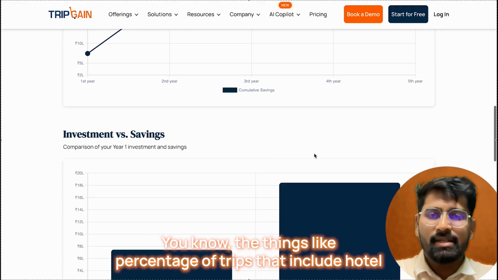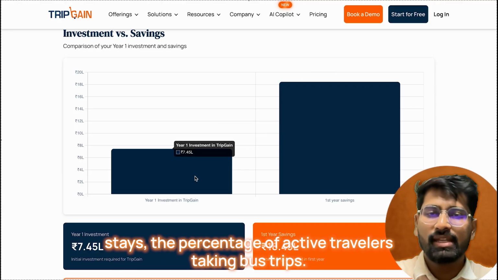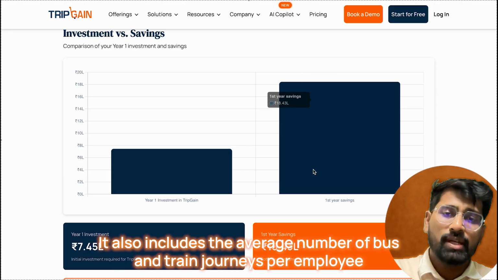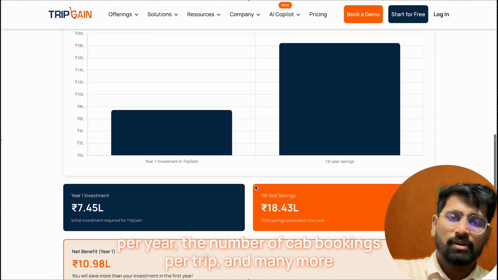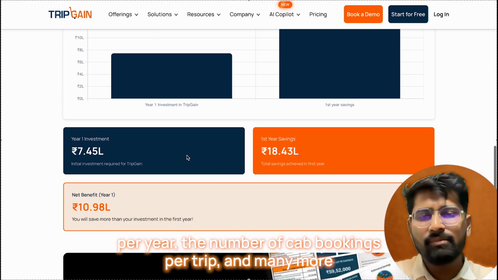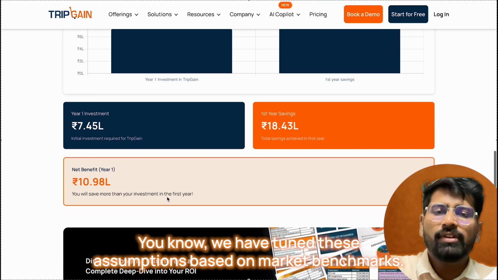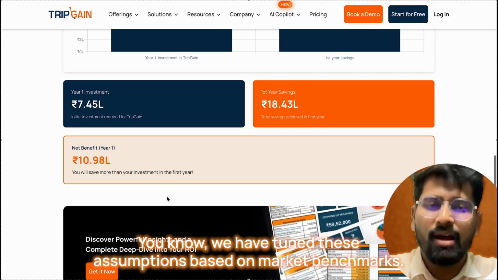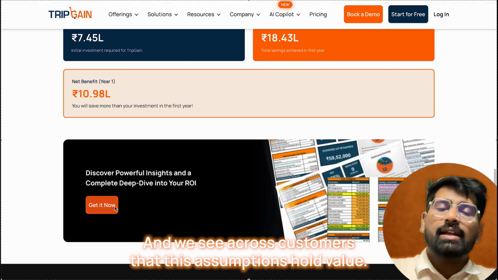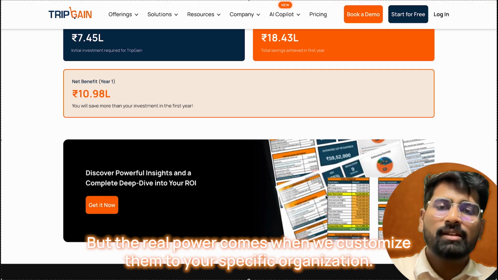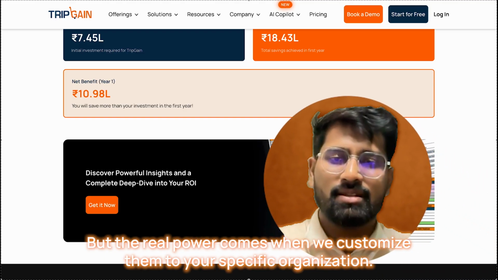Things like the percentage of trips that include hotel stays, the percentage of active travelers taking bus trips. It also includes the average number of bus and train journeys per employee per year, the number of cab bookings per air trip, and many more such assumptions. We've tuned these assumptions based on market benchmarks, and we see across customers that these assumptions hold valid, but the real power comes when we customize them to your specific organization.